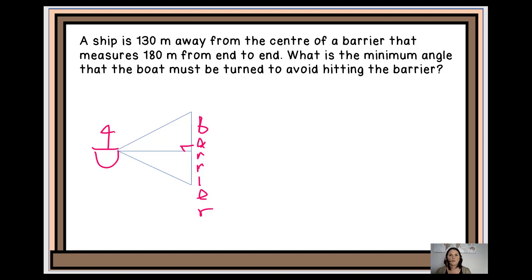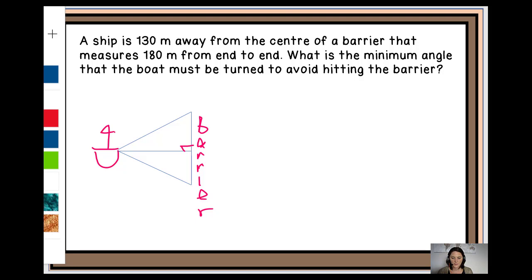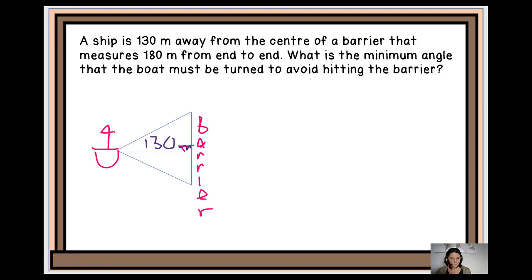Okay, next I'm going to label everything that I know given the information in the word problem. So a ship is 130 meters away from the center of the barrier. So I'm going to put that 130 right in the middle. Next, I know that the barrier is 180 meters from end to end.